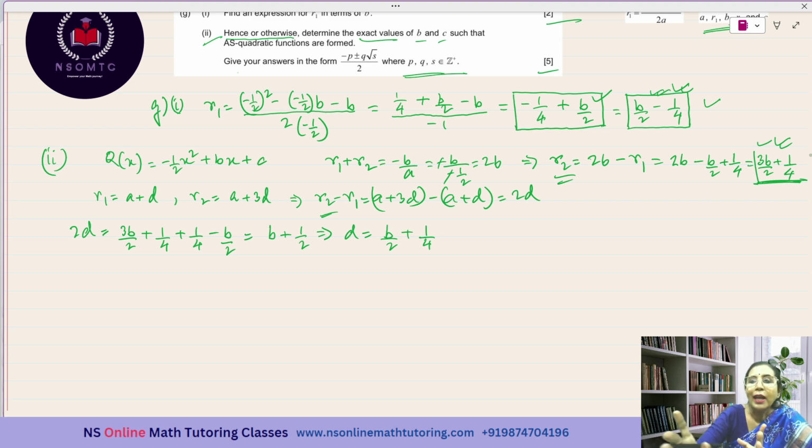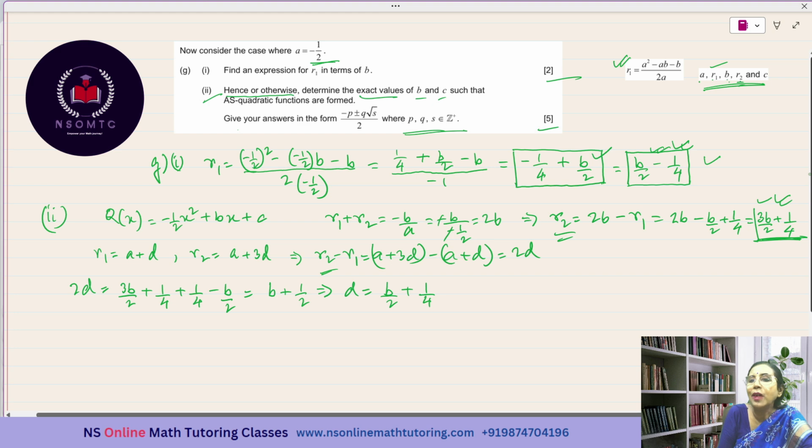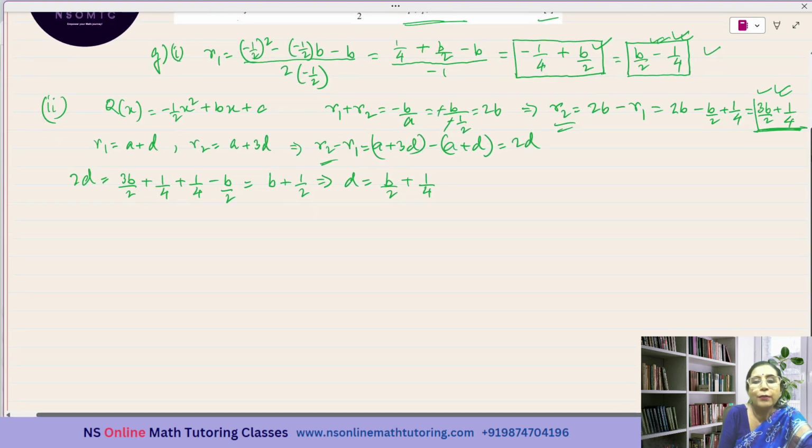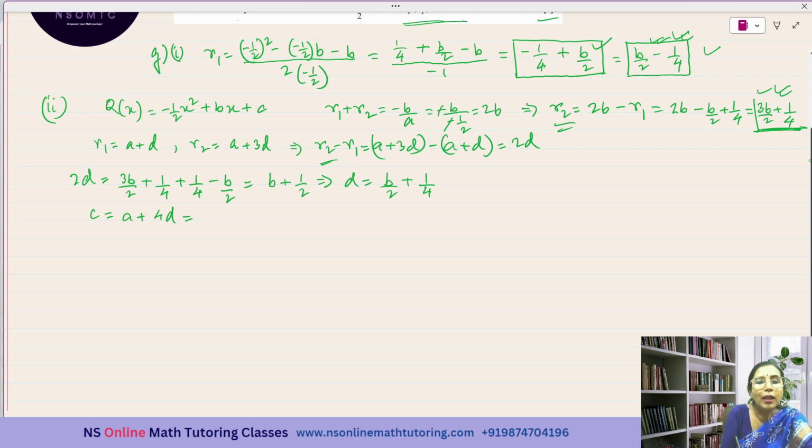And now I have seen that C is equal to A plus 4D because it is A, R1, B, R2 and C. So C is equal to A plus 4D. Therefore, C is equal to A, which is negative half, plus 4 times D, which is B over 2 plus 1 over 4. Okay. So this is equal to negative half and this is plus 2B and this one is plus 1. And 1 minus half is half. So it is 2B plus half. This is the expression for C in terms of B.